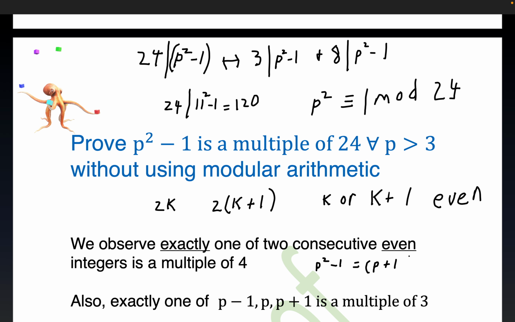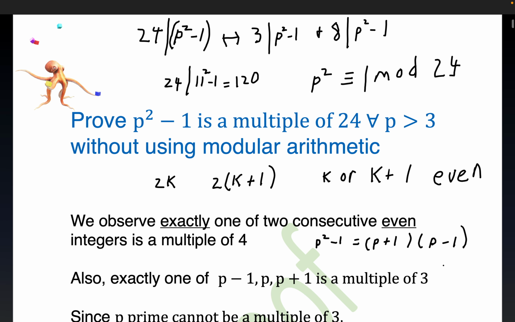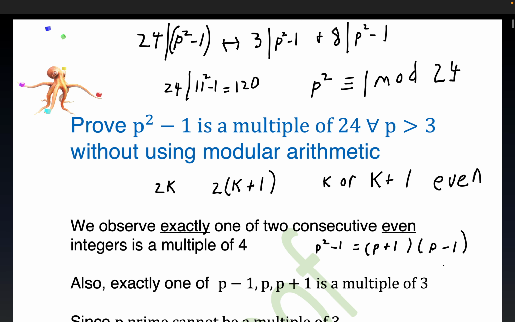Times p minus 1. Just a very well-known difference of two squares. Right? Okay? And that means p plus 1 and p minus 1 are consecutive even numbers since p is certainly odd, right? So these two expressions, p plus 1 and p minus 1, are consecutive even numbers. Okay? So that means one of them is divisible by 4, the other one's divisible by 2.